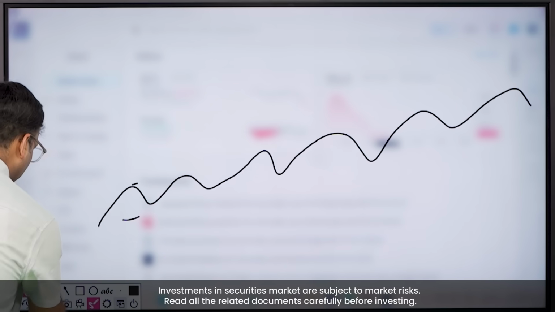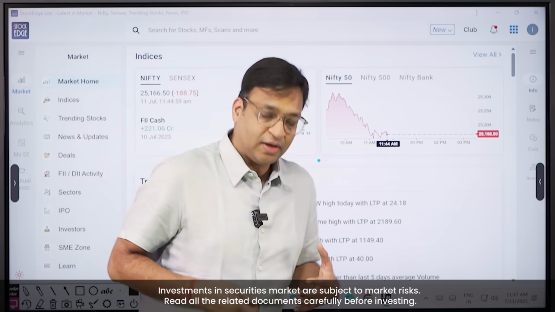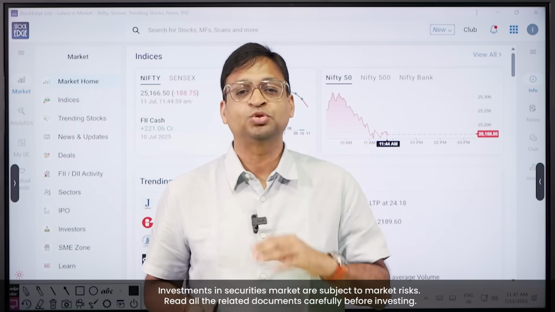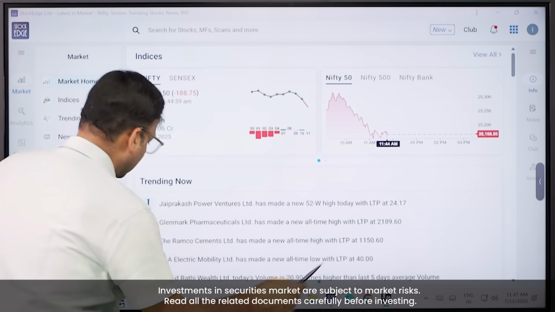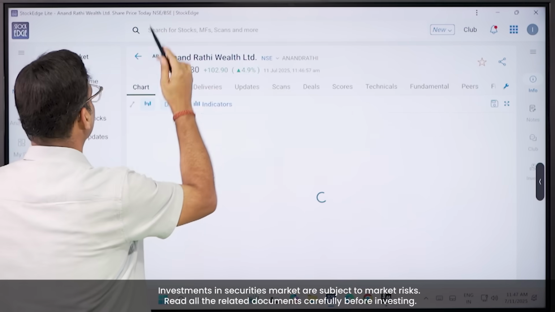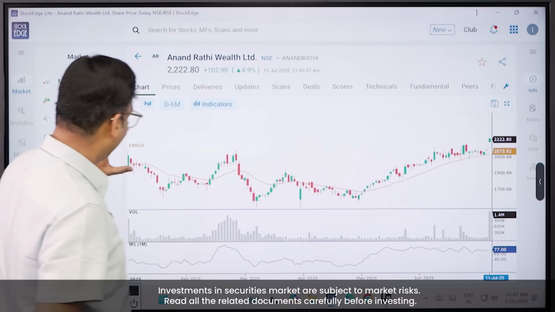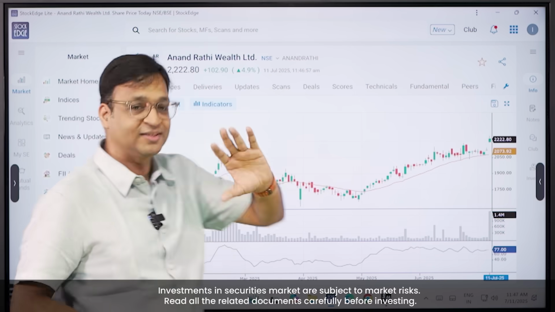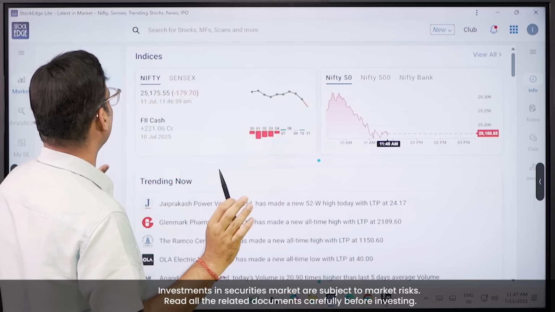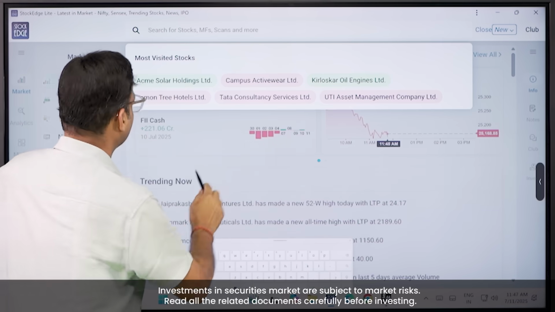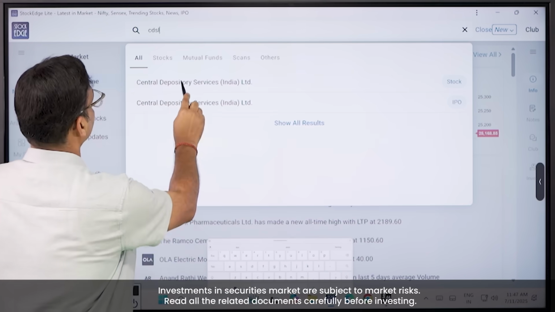Now let's go further and discuss things in detail. What do I do if I own any stock and the stock is showing me weakness because of the market? Now let's take some example. Let's take, say, Anand Rathi Wealth. I mean, just as an example. This stock is actually a strong stock. It is going up, it's 5% strong. So let's forget that stock. Let's say, for example, let's take a look at the stock CDSL. Just for an example's sake, I'm taking CDSL. No recommendations at all.